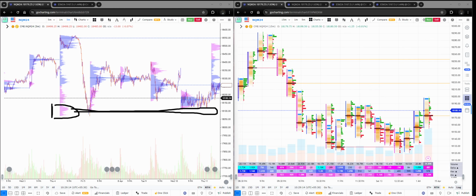I will just draw this in a better fashion. If you see this zone, 18,100 something is the zone.